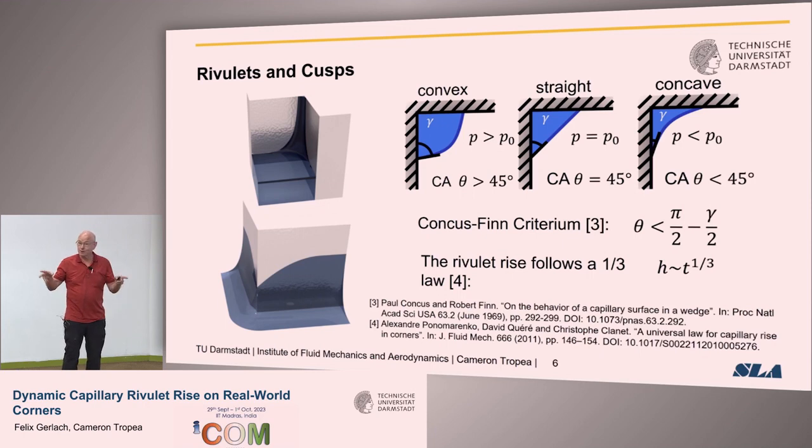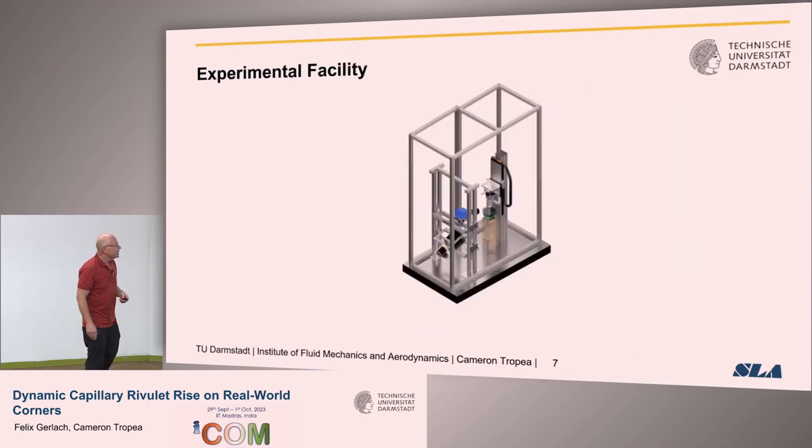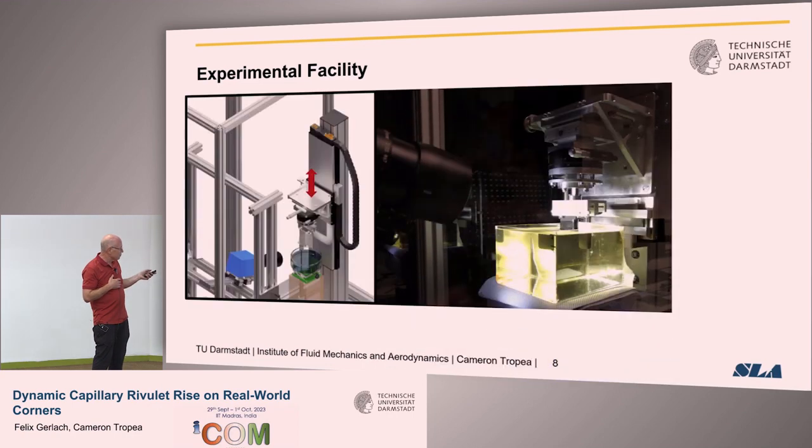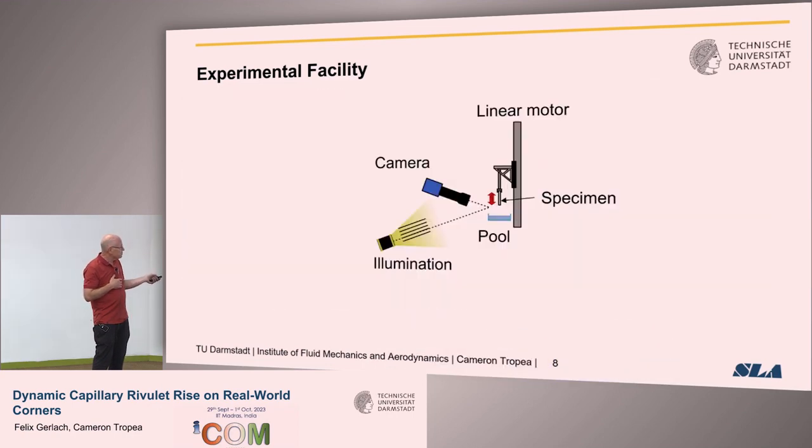But we want to look at real world, not 90 degrees. It doesn't matter how you make it, there's some curvature in there. And the question is, how does that change things? One of the difficulties is that this is not a trivial experiment, for two reasons. I've tried to show it here.